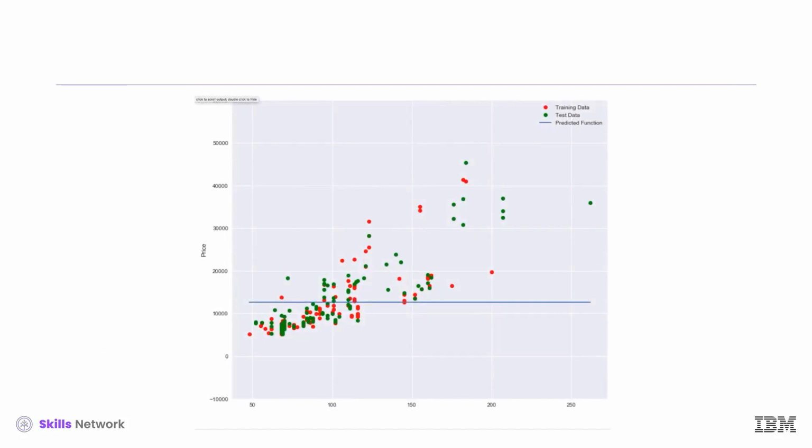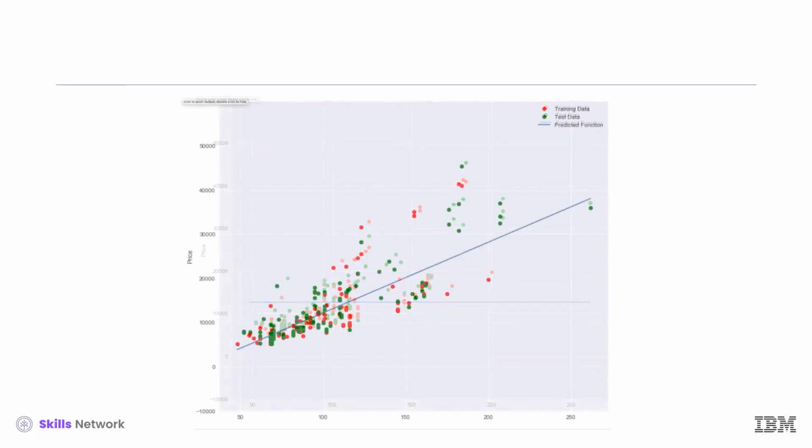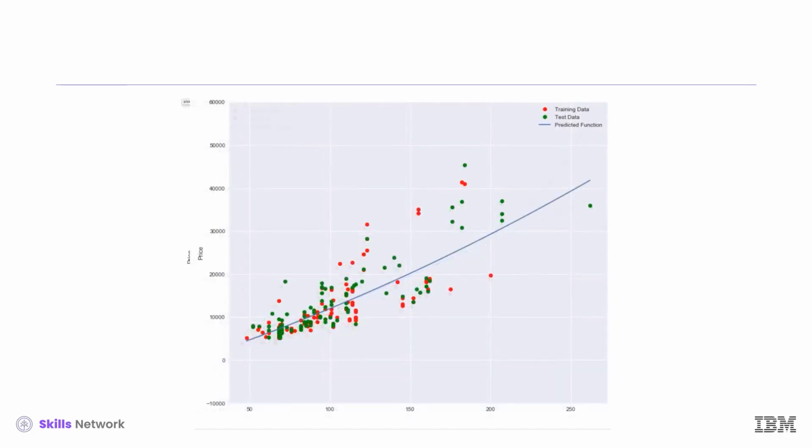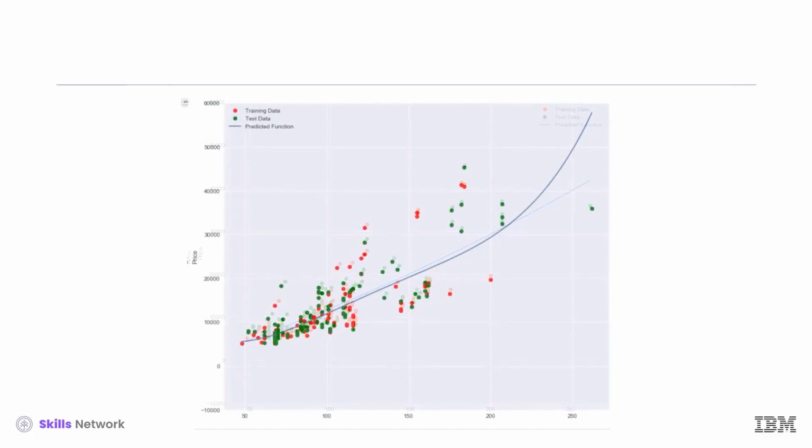The red points represent the training data. The green points represent the test data. If we just use the mean of the data, our model does not perform well. A linear function does fit the data better. A second order model looks similar to the linear function. A third order function also appears to increase, like the previous 2 orders.